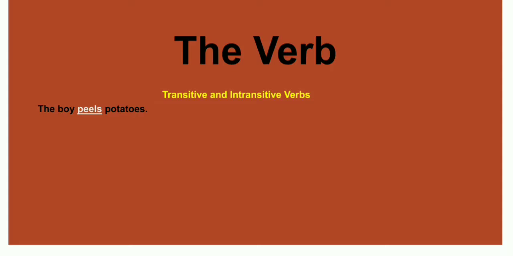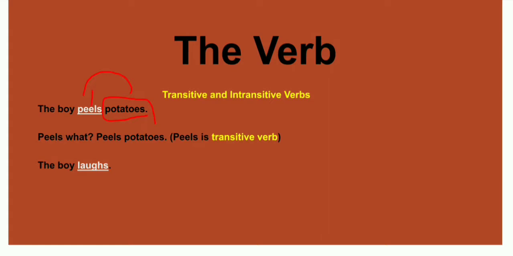Next, here come the transitive and intransitive verbs. We have the first example, the boy peels potatoes. We may put a question like, peels what? Peels potatoes. Now peels is a transitive verb because it needs an object to complete its meaning. If we just say the boy peels, the sentence is incomplete in sense and needs an object to be completed. In the second example, the boy laughs, and laughs is an intransitive verb, because it does not need any object to complete its sense.